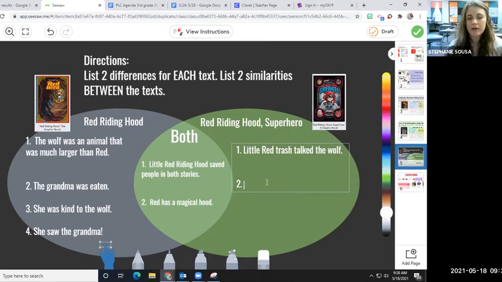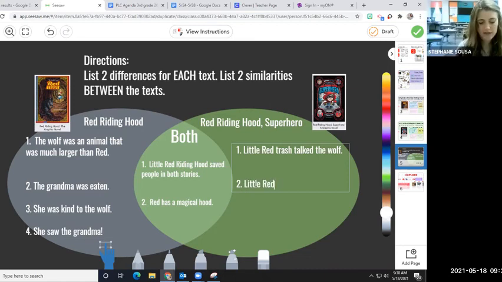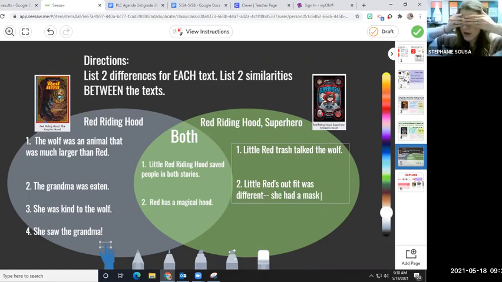What is something that was different about the fractured version from the original? Yes, Terrence. Something that was in the fractured version is Little Red was wearing a mask. Yes, Little Red's outfit was different, right? She was wearing a mask. The mask helped to hide her identity. So also the hood and then the mask because she was a superhero, okay?